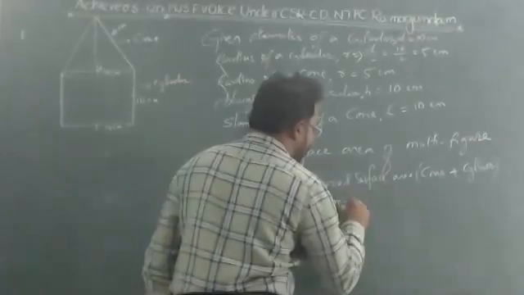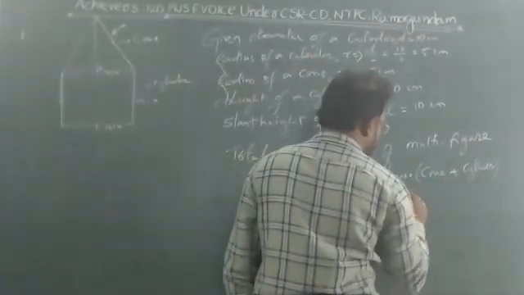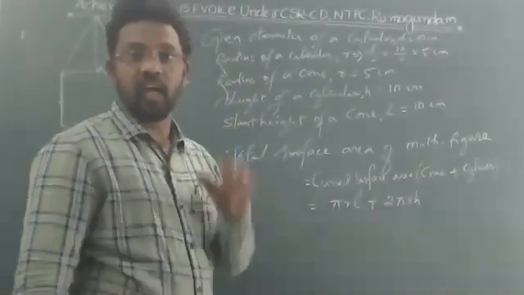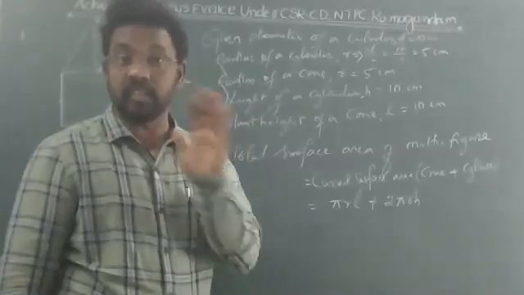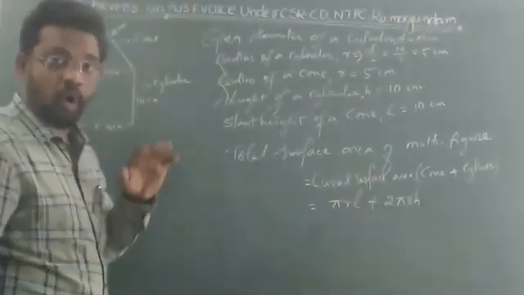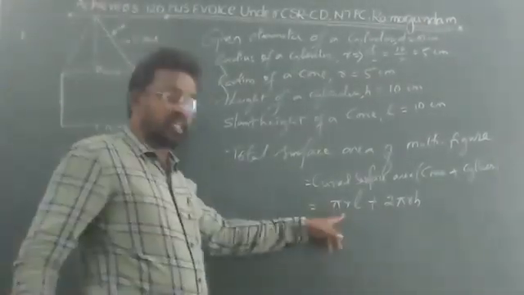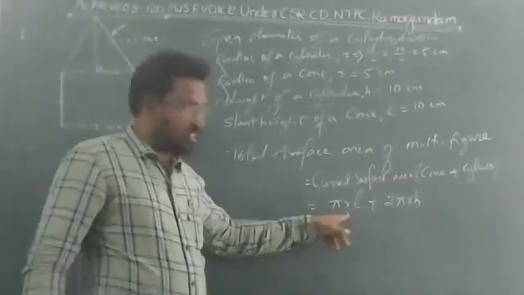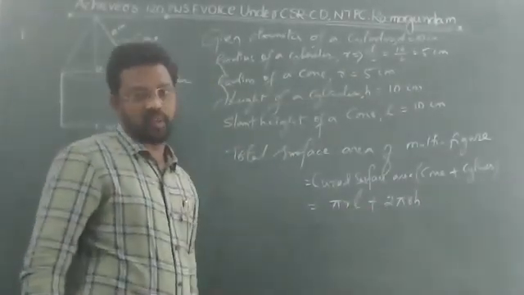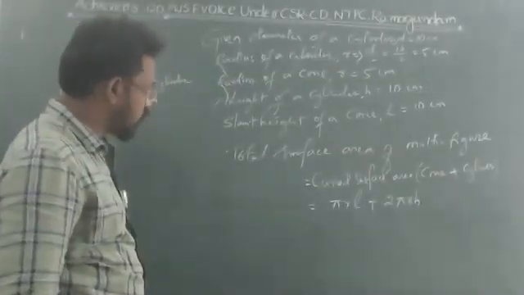What is the cone formula? Pi r L. Plus what is the cylinder formula? 2 pi r h. This is the formula to find the total surface. Total surface in the sense curved surface. Both I am calling as total. Actually, the total surface area formula of this one is another one. So curved surface only you have to take, children. You have to take this formula very carefully.